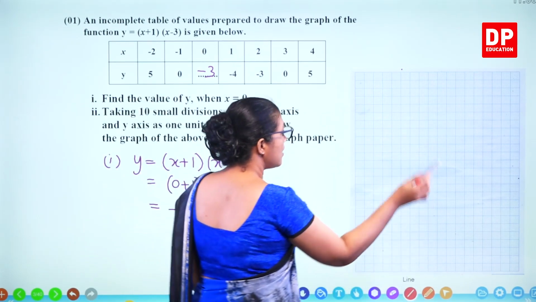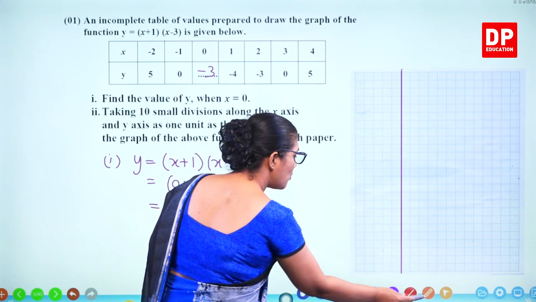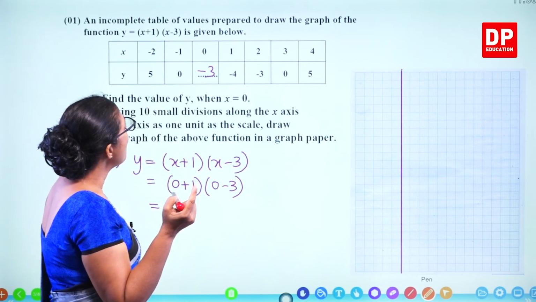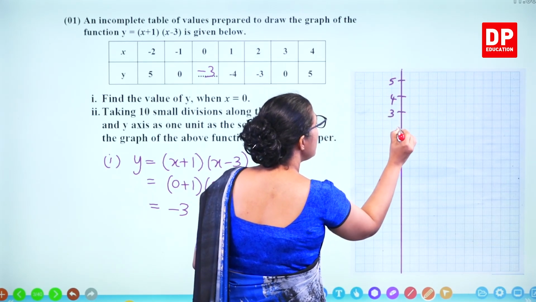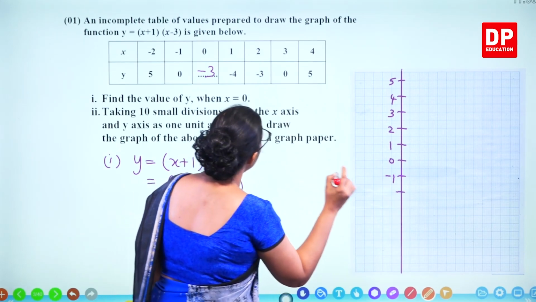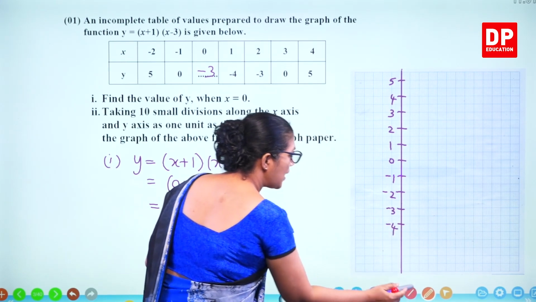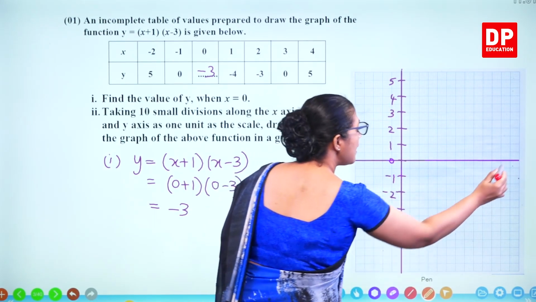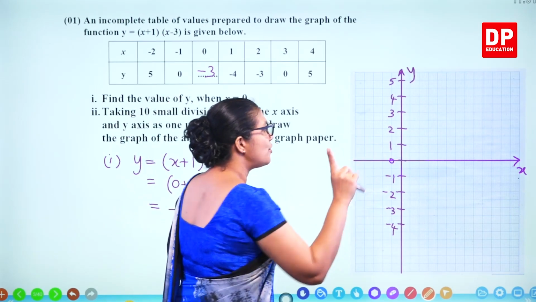So, we can first draw the y-axis. That's the y-axis. And then you can label the y values, then find out the x-axis. Starting from positive 5: 5, 4, 3, 2, 1, 0. Minus 1 up to minus 4. Minus 2, minus 3, minus 4. And now we can draw the x-axis. Label the axes, x and y. So, 10 squares is 1 unit.